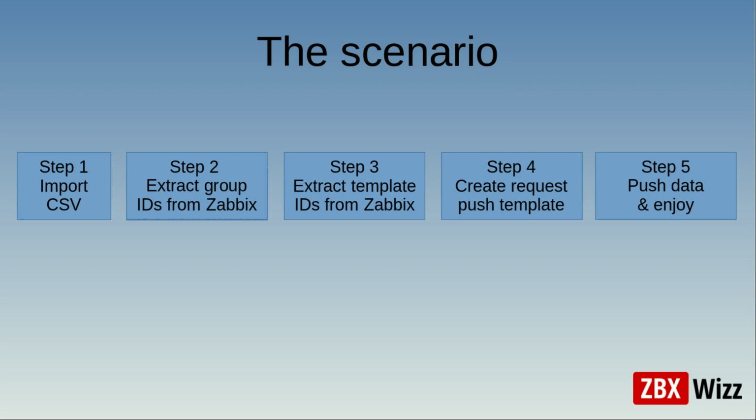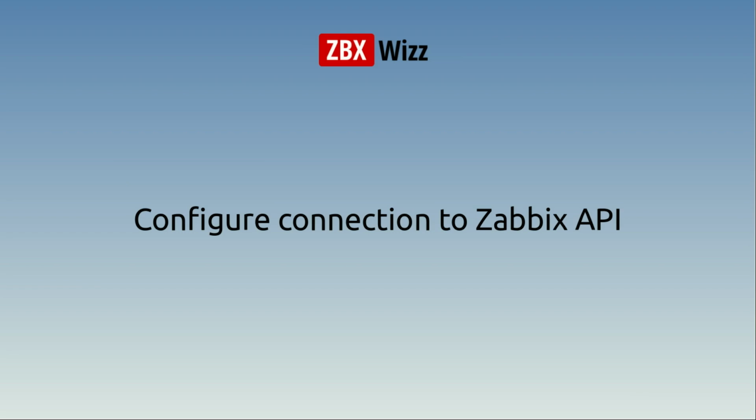So what are the steps that I will perform? In the first step, I will import the CSV file. In the second one, using the pull function, I will extract the group IDs from Zabbix. In step 3, I will extract the template IDs from Zabbix. Then I will create the request for the push. And in the end, I'll just hit the execute button, push the data, and enjoy the result. Okay, so let's get started.